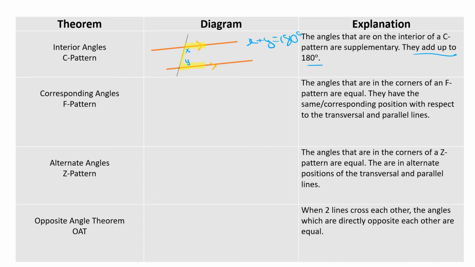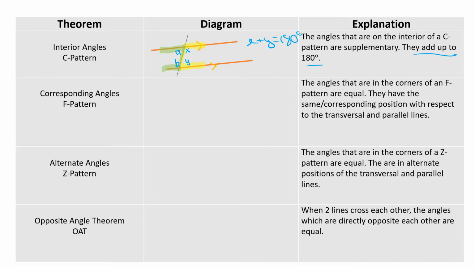And of course, there is a C on the other side. Let me take a different color here. Maybe this green will work. There's another C. It's backwards, but there's another C there. So the two angles that would be in this corner, maybe we'll call them A and B, they also add up to 180 degrees. A plus B is 180. The next one we're going to look at is the corresponding angles.